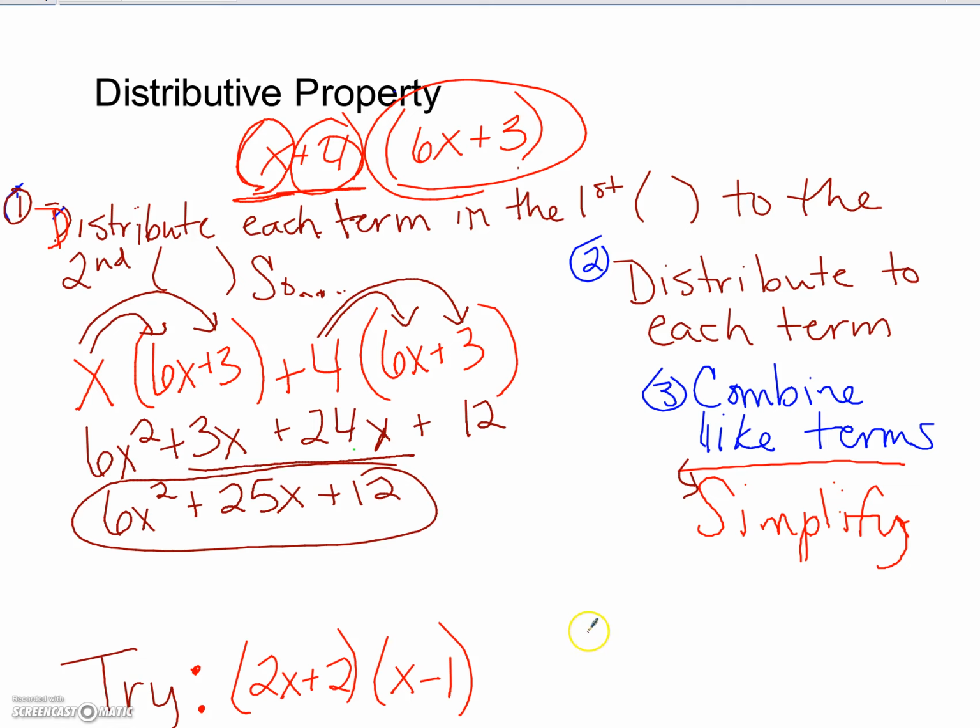If you've worked it, you should have 2x squared plus 2x minus 2x minus 2. So these cancel out, so you have 2x squared minus 2 as your answer for that one. I didn't show all the work. Hopefully you showed all of your work. So that is the first method, which is the distributive property.